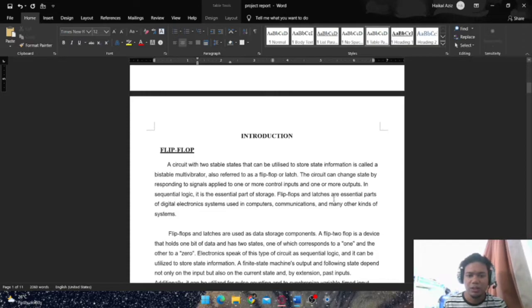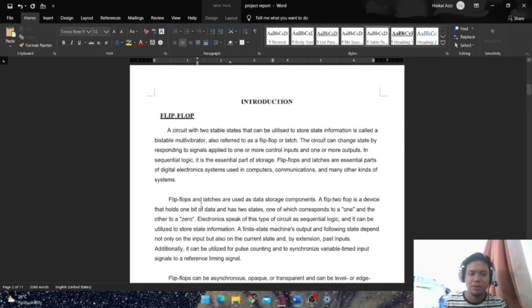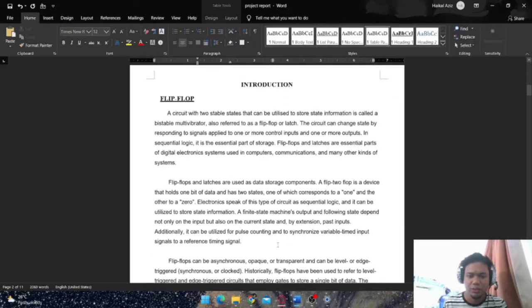Flip-flops and latches are essential parts of digital electronic systems used in computers, communication and many other kinds of systems. Flip-flops and latches are used as data storage components. A flip-flop is a device that holds one bit of data and has two states. One of the states corresponds to a one and the other to a zero. It is a circuit of sequential logic, and it can be utilized to store state information.